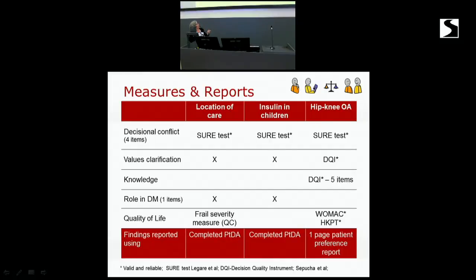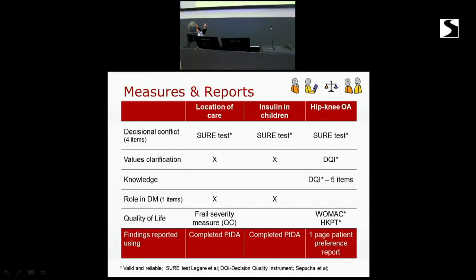In this study, we actually used an instrument that's available called the decision quality instrument. And there are a number of different instruments on some of the topics. Oh, I switched over to knee, sorry. My previous slide was about prostate, but the knee study actually used the same type of approach as prostate.